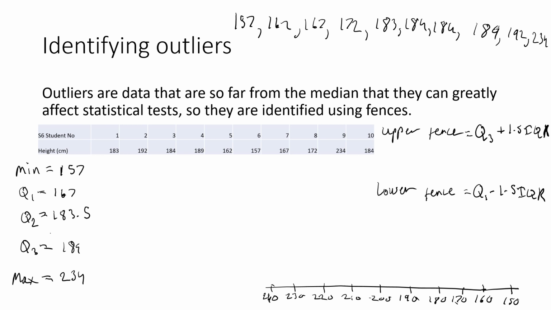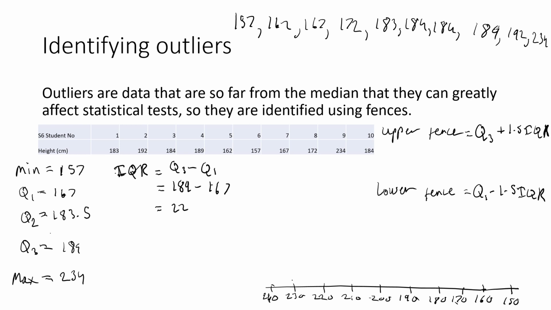So what's IQR? Well, in National 5, you would have covered SIQR, which is quartile 3 minus quartile 1 over 2. But IQR is just quartile 3 minus quartile 1. So that would mean IQR is 189 minus 167, which is 22. Now we can find the upper and lower fences.